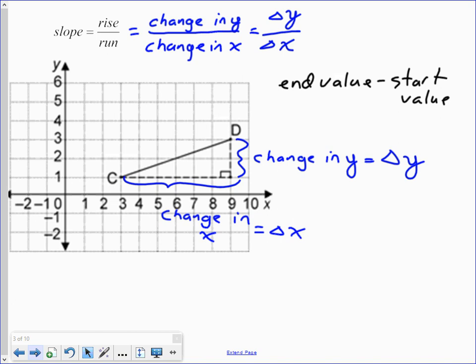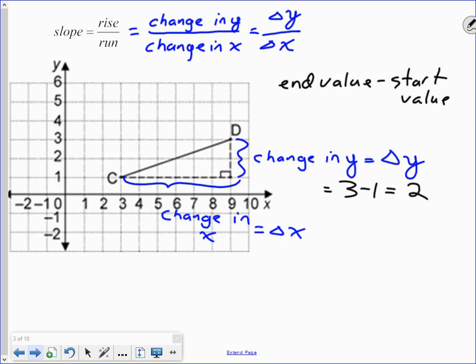So for our y's here, as we're going from C to D, we end up with a y value of 3. Okay, that's our end value. We start on a y value of 1 down here. So 3 minus 1, our change is 2. Okay, again, we've gone up 2 spaces here.